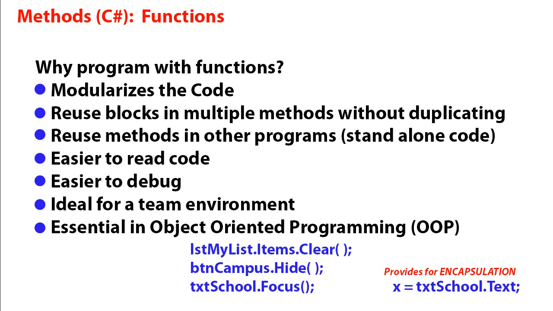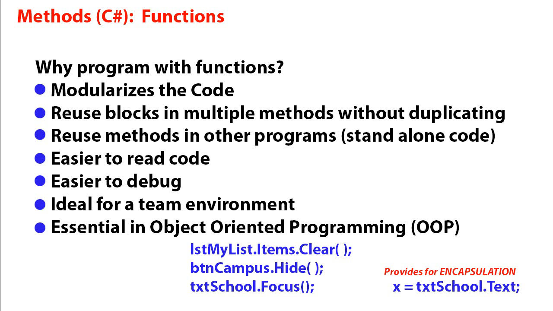It's ideal for a team environment because different members of the team can be working on different functions. And it can then just be assembled and have the different pieces work together. It is essential in object-oriented programming, which is really what C# is all about. We're going to do some class creation a little bit later in the semester, and we'll be writing methods along with creating properties. But we've used methods already for the objects that are pre-built in C#. So for a list box, we had a clear method that cleared the items of that list box. Objects have hide and show methods that basically affect the visibility property. And we've seen the focus method of putting the cursor in a text box.